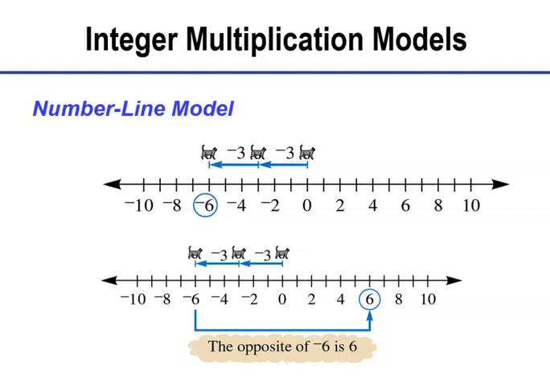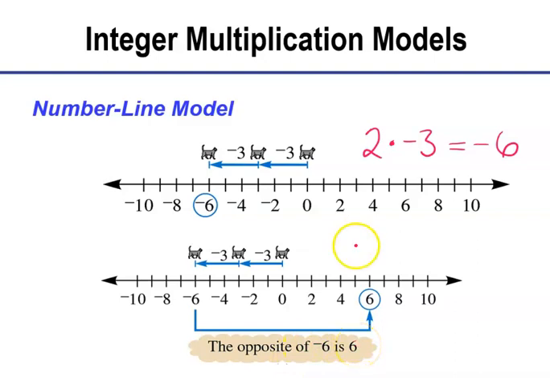And notice what's not included in this picture is what we're actually modeling. So I want us to talk about it to see if we can figure it out. We have a negative 3 and then another negative 3. So that appears to be 2 times negative 3. And we know that 2 times negative 3 gives us a value of negative 6. Now what about the second situation? Notice we still have 2 times negative 3, but it talks about the opposite of negative 6 is 6.